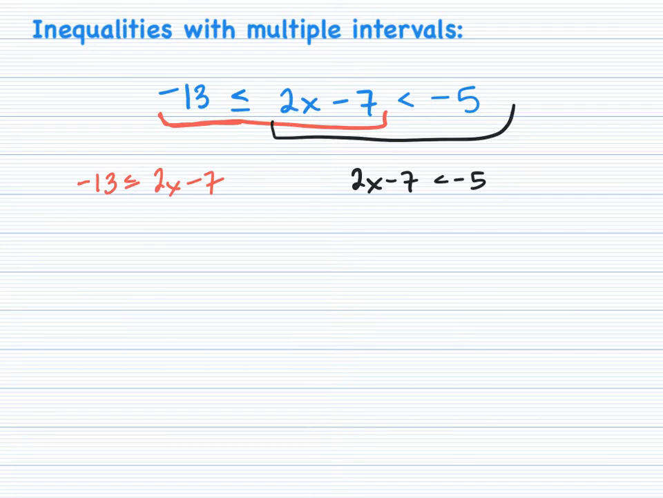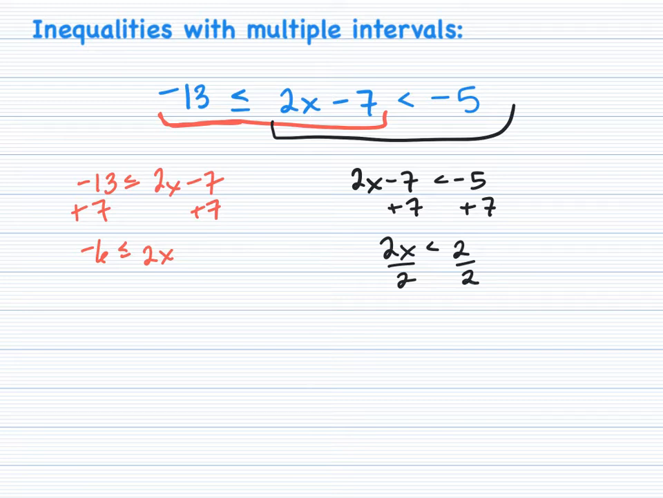In both cases to solve, I'm going to add 7. Then I'm going to divide both sides by 2. Over here I get x is less than 1. Over here, I get -3 is less than or equal to x. Then I put it all back together for my solution of -3 is less than or equal to x, which is less than 1. So that's one way to do it. You can do that if you want to.